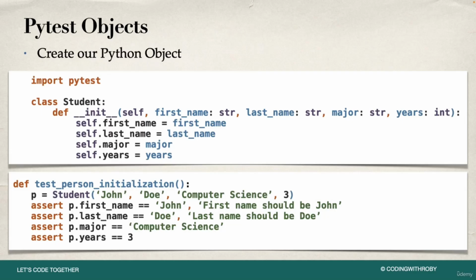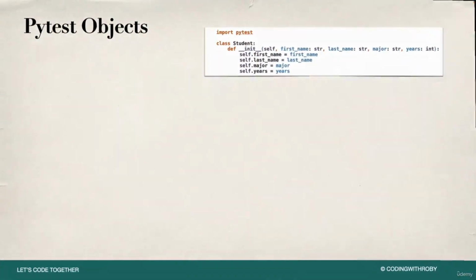And then assert P.years equals 3. And we're just making sure that each one of these assertions line up with the object we just created. However, if we had to create a new object every single time for every single function, well, that takes a lot of time because we'd have to initialize a new student every single time by hand, by code in each function. Well, PyTest allows us to use reusability on some items by calling something called a fixture.